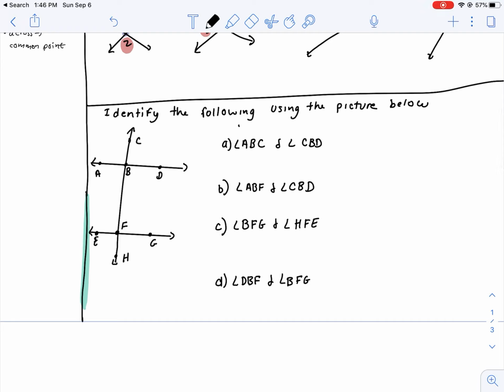Look at these angles A, B, C. So A to B to C, that's this angle here. We'll give it a 1 now. And angle CBD. So here's C to B to D. So we're talking about this angle right here. We'll call it angle 2. What do they have in common? Well, they have a common line. There's two angles and they are adjacent. So we're going to call this a linear pair. Nice.